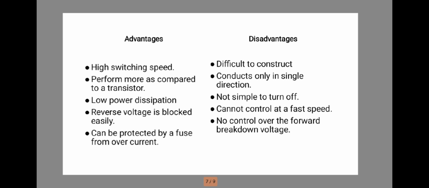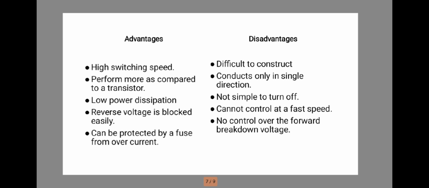Now let me go with the disadvantages of using the Shockley diode. Its construction is somewhat difficult because it uses 4 semiconductor material layers. It conducts only in a single direction. It can switch on suddenly because of the rate effect. No simple way to turn it off.